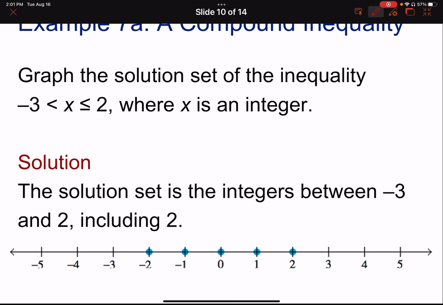So let's look at this example here. We want to graph the solution -3 less than x less than or equal to 2 on the number line. Well, the only difference here now is x must be an integer. So we need to look at just whole numbers. Okay, so this should be simple.